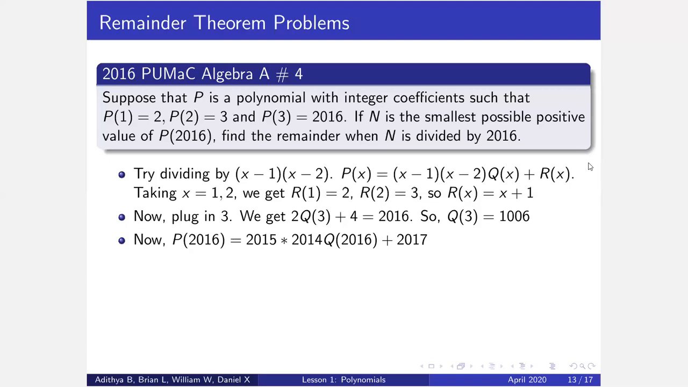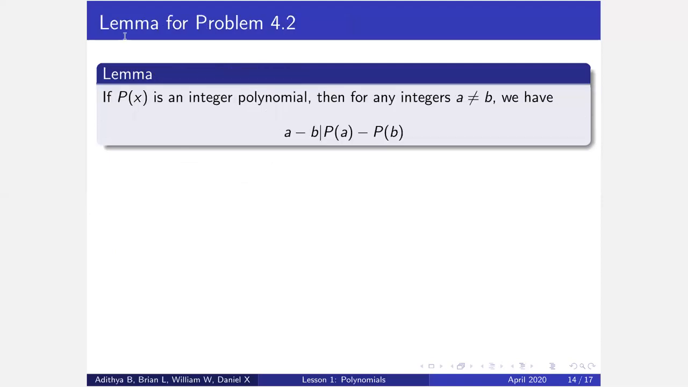Okay, so basically we need to find the smallest possible value of Q of 2016 so that this number is positive. And so now we're actually going to use a lemma. So we have this lemma here.